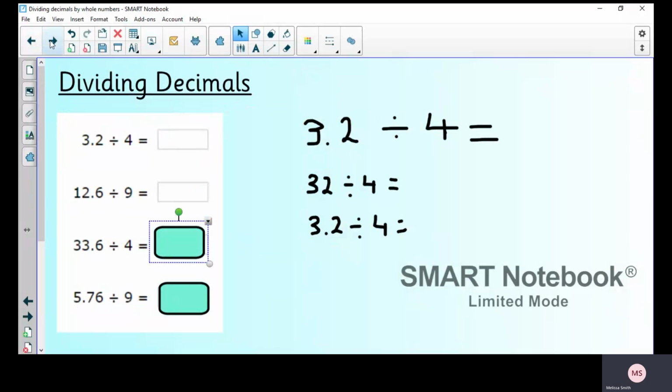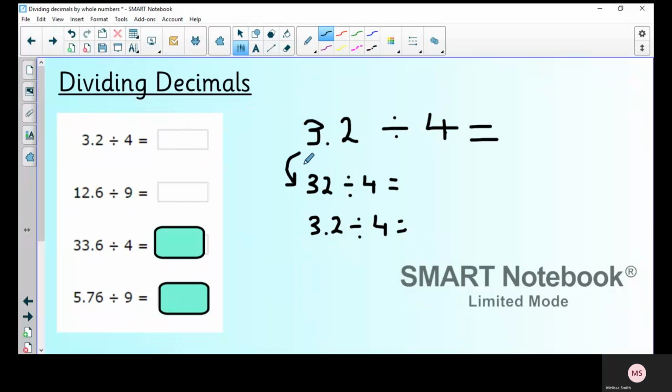Okay, let's have a look at today's learning. So today we are looking at dividing decimals and we'll have a look at a couple of different methods to do it. Let's look at this one here first. So we're looking at 3.2 divided by 4. Now, the easiest way to do a question like this is think, well, what can I do to 3.2 to make it an easier number to divide by 4? Well, actually, I can turn my 3.2 into a whole number. So I have converted my 3.2 into 32.